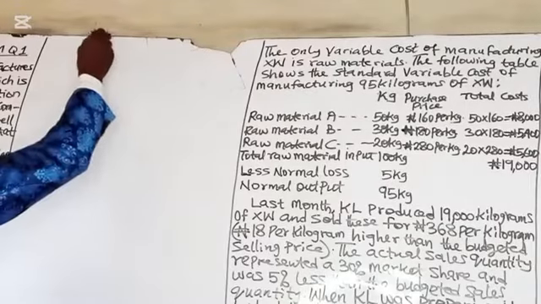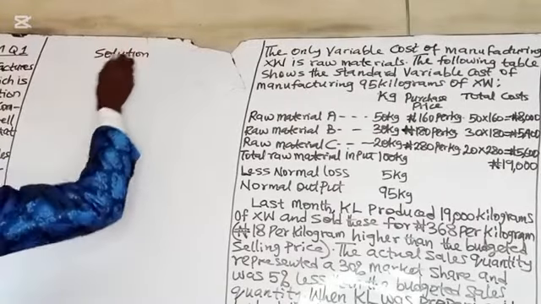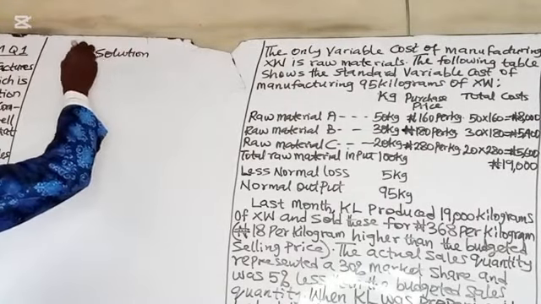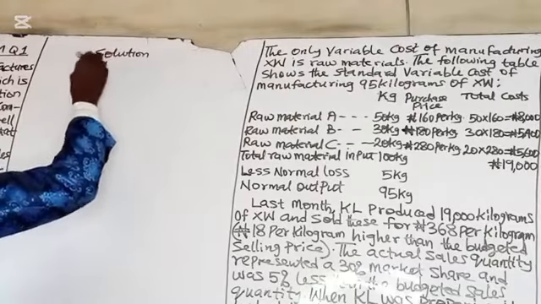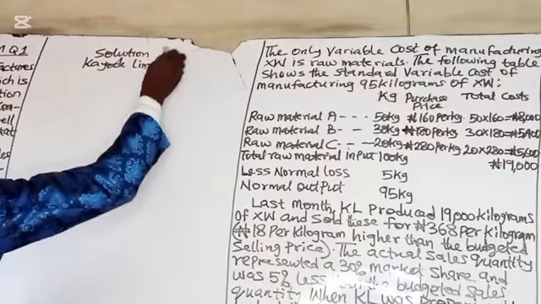I have the solution to the question. Solution. The name of the entity is Kayode Limited, KL.